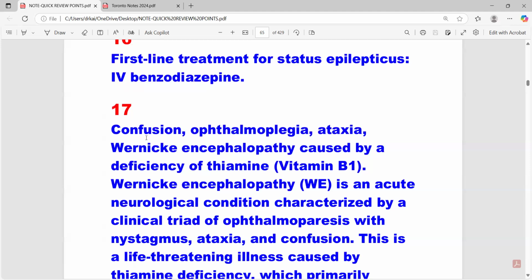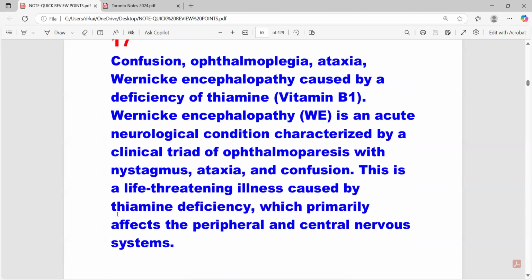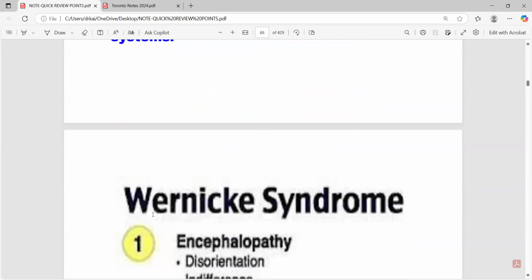So Wernicke encephalopathy is confusion, ophthalmoplegia, and ataxia. It is mainly caused by the deficiency of B1 and is an acute neurological condition, which is actually a triad of these 3 things. This is a life-threatening illness and caused by thiamine deficiency, which primarily affects the peripheral and the central nervous system.